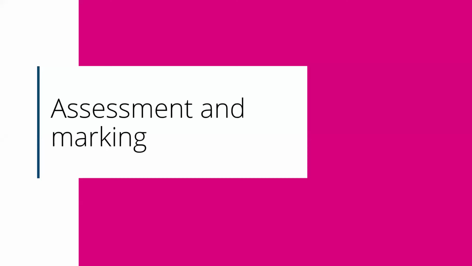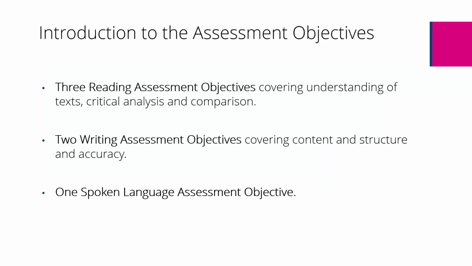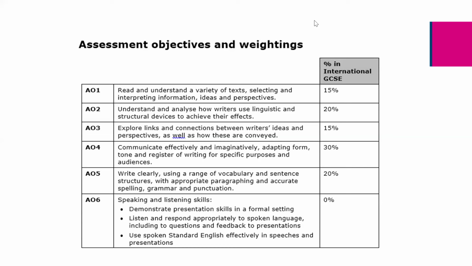So we're moving on now to thinking about assessment and marking, and going to talk for a little while about the assessment objectives. There are 3 reading assessment objectives covering understanding of text, critical analysis, and comparison. They're AO1, AO2, and AO3. And there are 2 writing assessment objectives, AO4 and AO5, that cover content and structure and accuracy. And of course, then there is the 1 spoken language assessment objective if you're doing that endorsement. So just a reminder of what these assessment objectives are and the weightings that they carry.